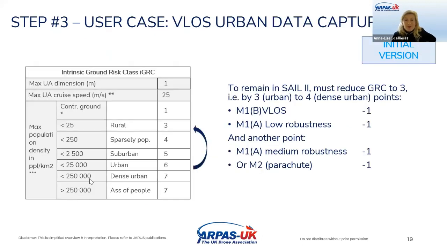Now, if you remember the little table, one of the challenges when I opened up that initial version is that, hang on, how on earth are we going to operate a regular smaller drone in VLOS in urban environment? Because you see that if you are urban or dense urban, you start at 6 or 7 with a smaller drone. You can achieve VLOS -1, strategic mitigation in terms of number of people on the ground -1 at low robustness, but then to achieve a GRC of 3, you need to add either an M2 being a parachute, or succeed in demonstrating M1A at a medium level of robustness.